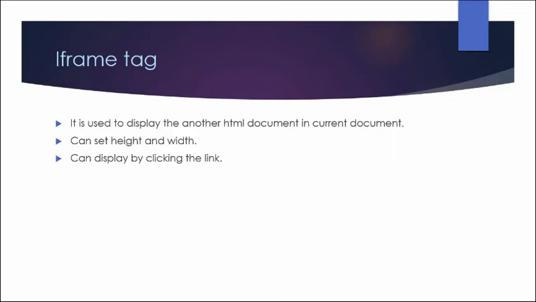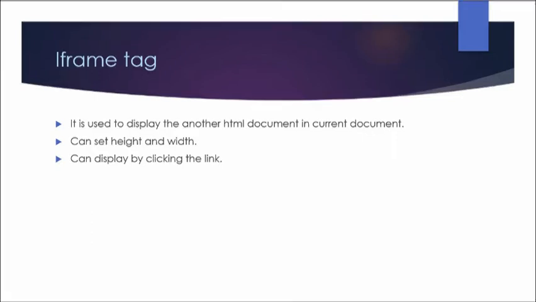Next, we can display by clicking the link. So we can display in two ways: by clicking the link, or by typing the source attribute inside the iframe tag. So I will show you a demo now, then only you can understand very well.